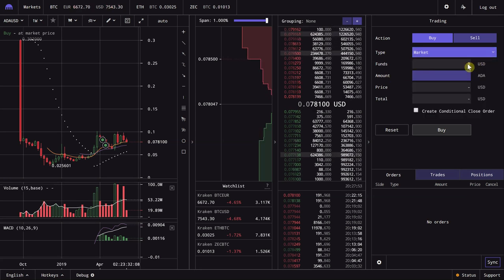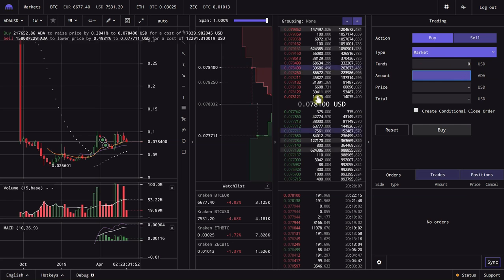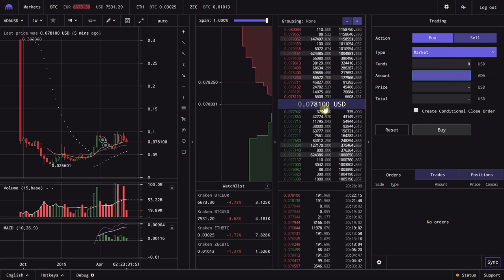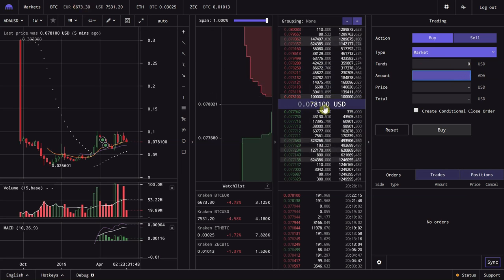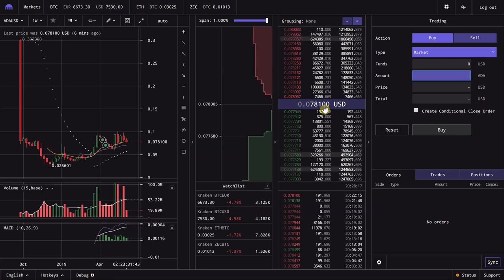So your funds in USD will come up here, right? And this is where you have to do some math yourself. Let's just imagine that I have $1,000 here. The amount you're going to want to put is 1,000 divided by this number right here, which is the price. So if Cardano was $1, you would just do 1,000. Well, you might want to do a little bit less, just because you're going to have to pay a small fee, and it will tell you.